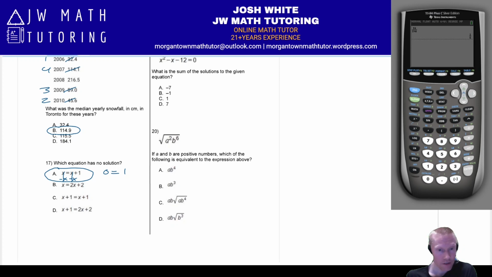The rest of these either have one solution, like in B, where you just subtract the 2x over and get negative x equals 2, and then you could finish solving that, but there is a solution. C is technically infinite solutions because you get 0 equals 0, or all real numbers, however you want to refer to it, because the variables cancel out, but the numbers do as well. So C is not no solution, it's infinite solutions, and D is going to have one solution as well. So the correct answer for this one is just letter A.